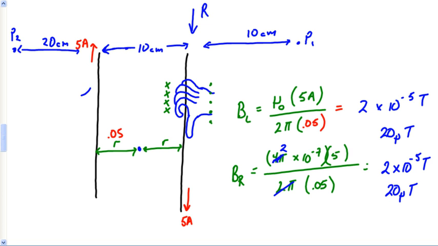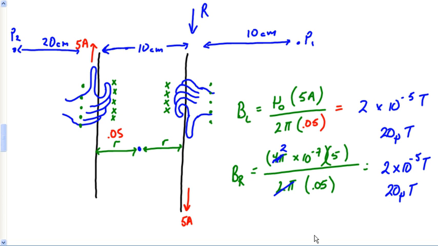Now I'm going to do the same thing for the other picture. For this guy over here, I'm going to point my thumb in the direction of the current, and wrap my hand around that wire. When I do that, I notice something. On this side, my fingers are running into the page, and on this side, my fingers are coming out of the page. I'm going to leave this here for every other problem, because this tells me the direction of the field.